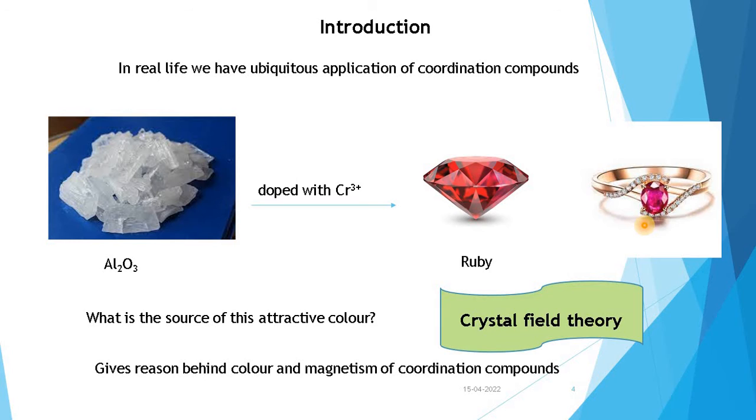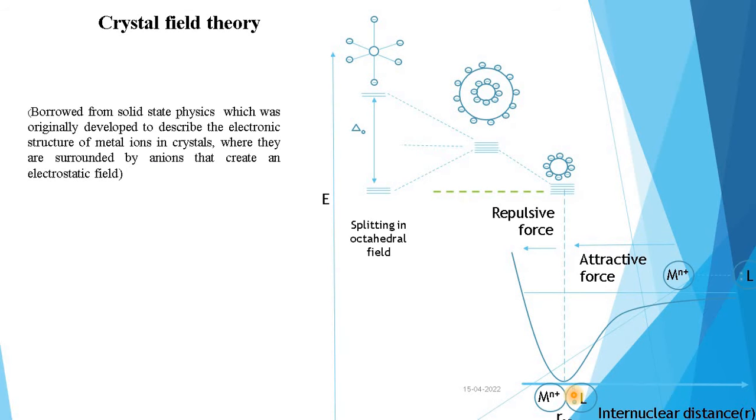So what is the source of this attractive color? This can be explained by crystal field theory. It gives the reason behind the color and magnetism of coordination compounds. So how do coordination compounds form? In a coordination compound, the metal is in the center and the ligands, which are negatively charged, surround it, and the metal is positively charged. So what is crystal field theory?